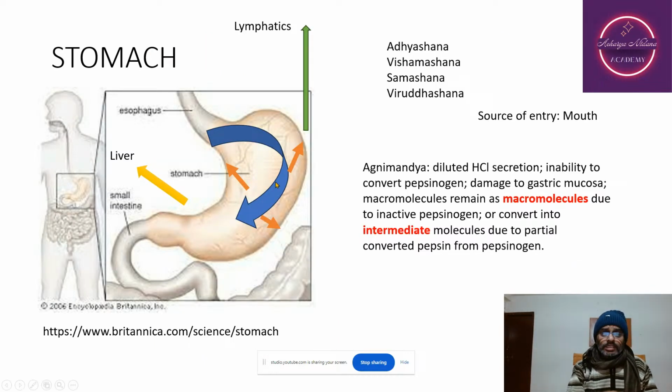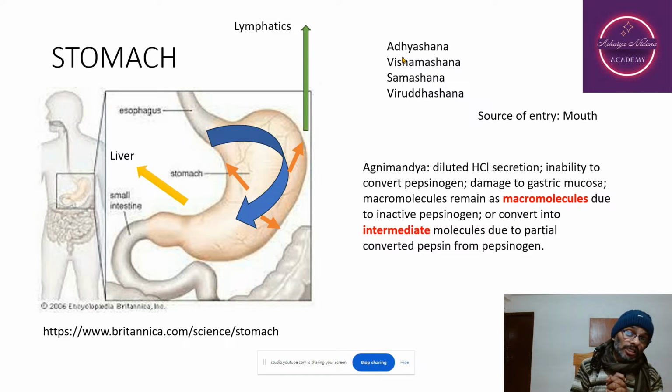Further, what are the different abnormal diet patterns that can be observed in an individual? They are Adhyashana, Vishamashana, Samashana, Viruddhashana, and Atyashana. These are the different ways in which a person may have an abnormal diet pattern.